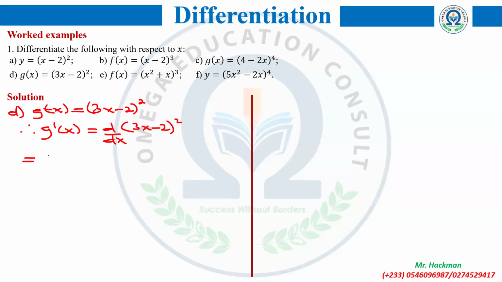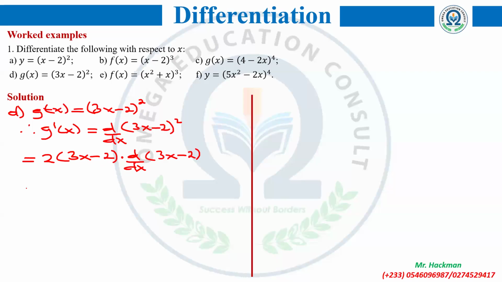Bring it down like you are using the power rule. Bring the 2 down, keep your 3x minus 2, reduce the exponent by 1, 2 minus 1, which is 1. But that's not all. Times d/dx of what you have in the bracket, which is 3x minus 2.